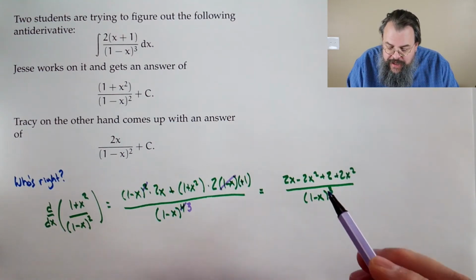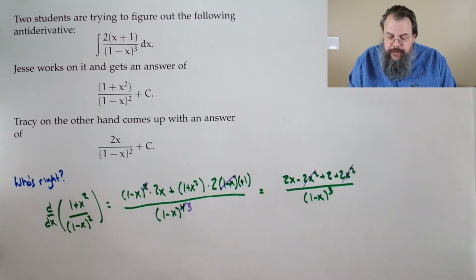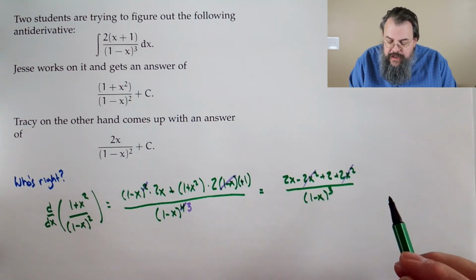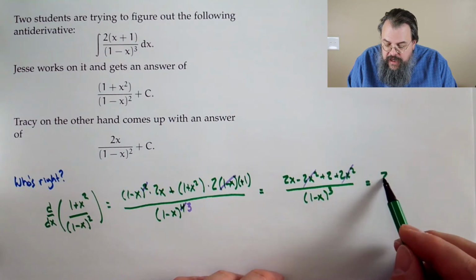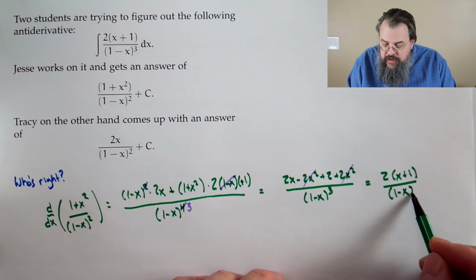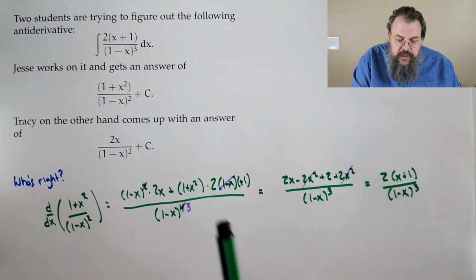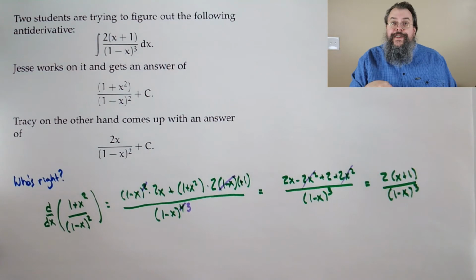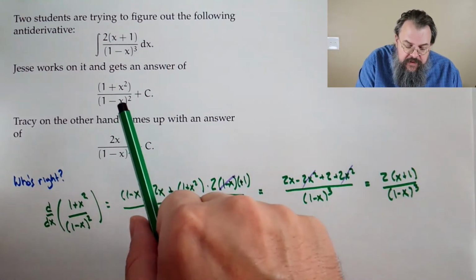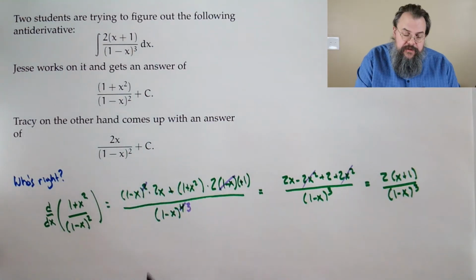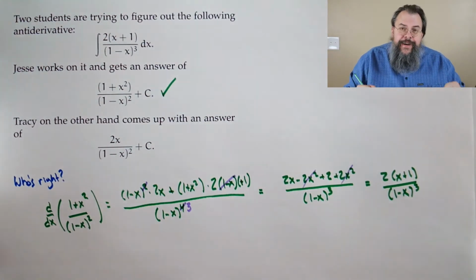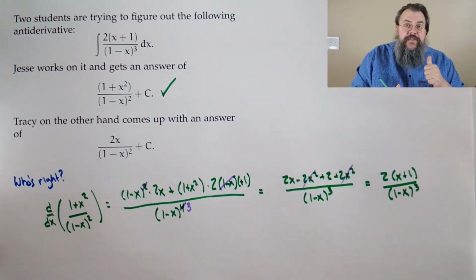And this is good. The 2x squareds cancel. And we say, wow, look, both terms have a factor of 2. So if we pull out the 2, then we get 2 times x plus 1 upstairs, 1 minus x cubed downstairs, which is that function. That means because we took the derivative of this and got the function, this is the antiderivative.